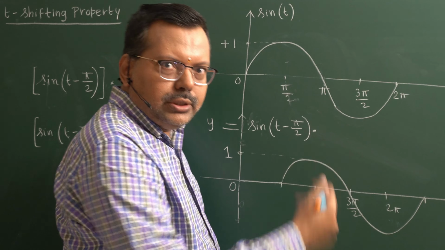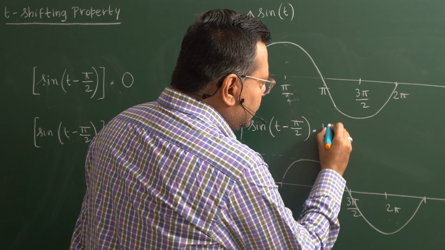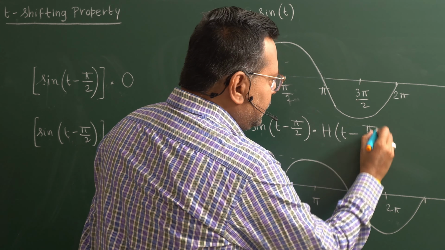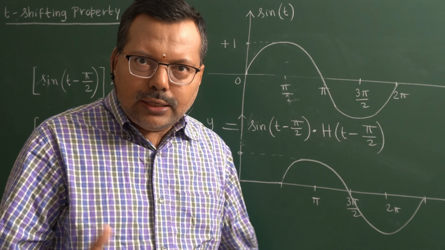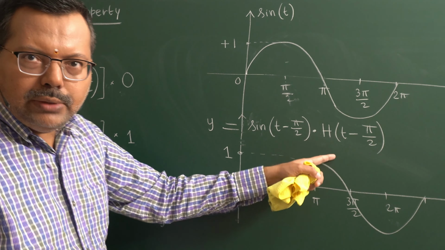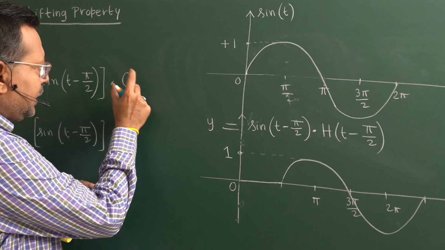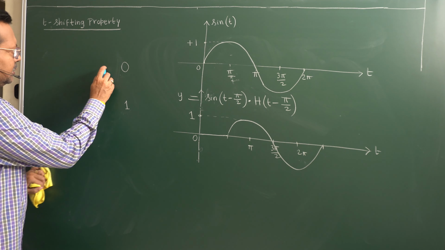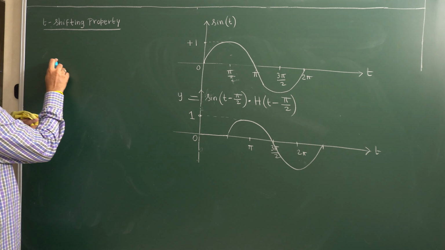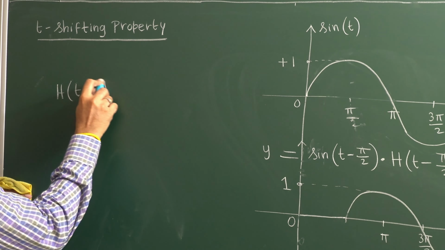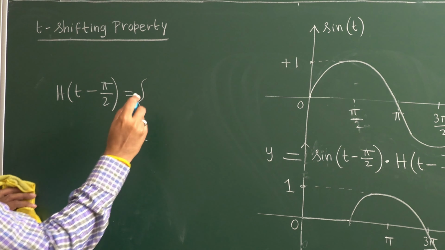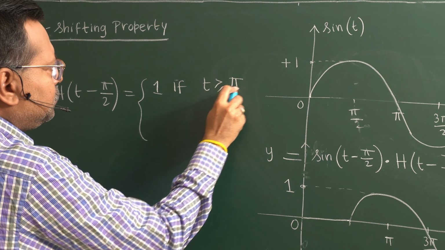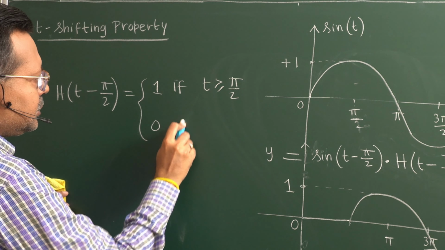So how do you write either 0 or 1? For that you introduce a function called the unit step function. So that's what I'm going to write down, that this is h of t minus pi by 2. Basically, h of t minus pi by 2 is not a complicated thing. It is nothing but either 0 or 1. So in simple language, let me write down here h of t minus pi by 2. This value will be equal to 1 if t is greater than or equal to pi by 2, and 0 otherwise.